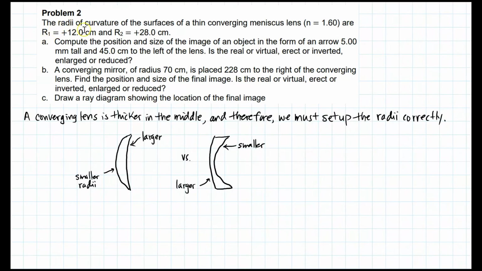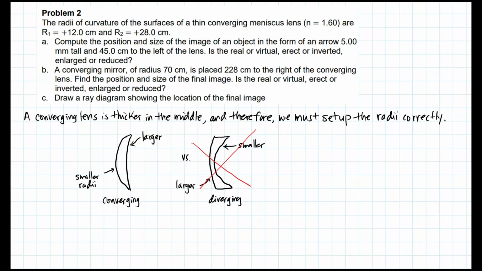First thing that we have to do is get the focal length of the lens. So I have R1 at 12, R2 at 28. A converging lens is thicker in the middle, and therefore we must set up the radii correctly. If I have the smaller radius on the outside and the larger on the inside, you can see this is thicker. If I switch these around, the larger versus the smaller makes it thinner in the middle. Therefore, this is the one we want. So the smaller radius is 12, the larger one is 28 centimeters.